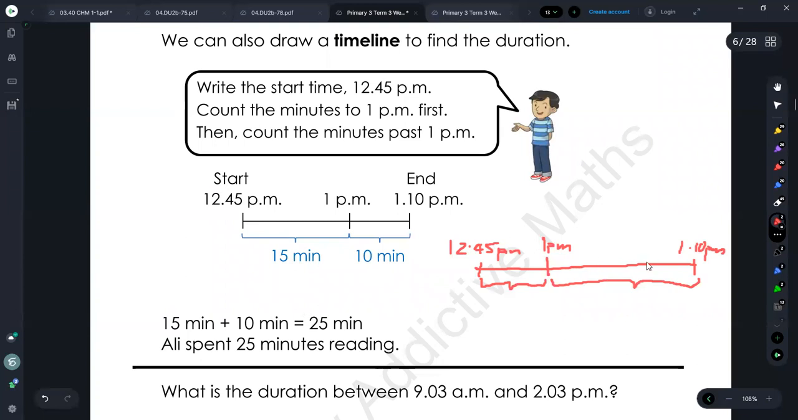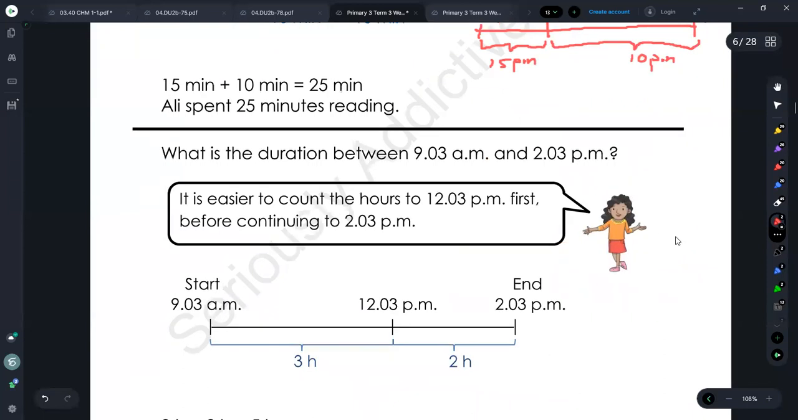For those who have mastered this already, then you can tell them perhaps 1 p.m. here doesn't sound logical, right? Because 15 minutes seems shorter than 10 minutes. Okay, so you can correct that later. More importantly is that they get the idea of knowing how to draw the intervals here. Okay, so the answer is 15 plus 10 minutes. So do make sure that they know how to do this.